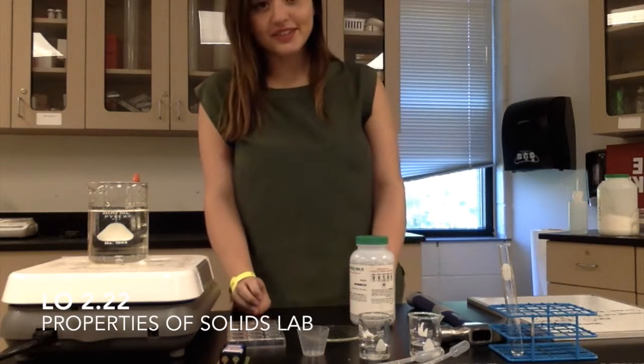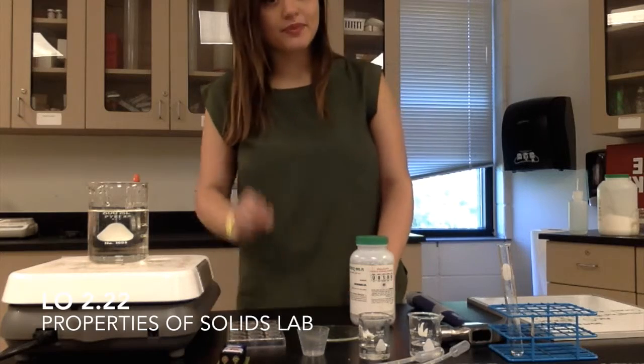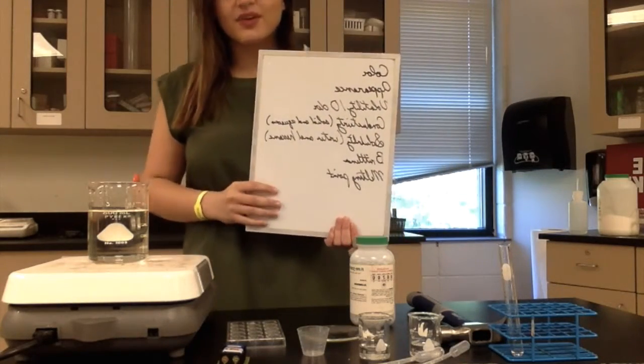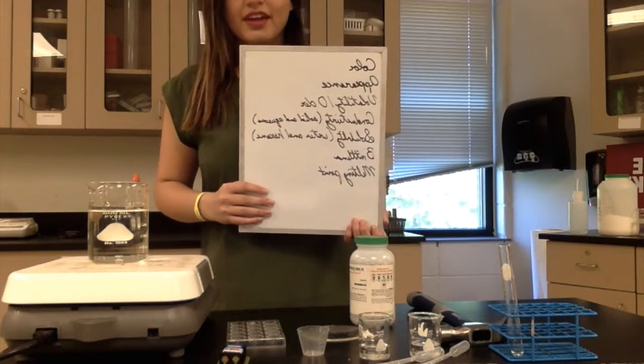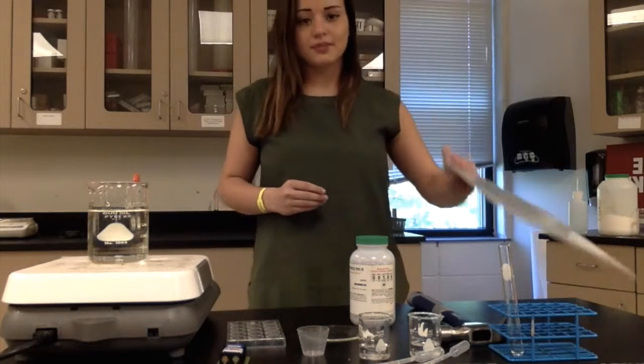This video is for Learning Objective 2.22, which corresponds to the Properties of Solids lab. In this lab, you will be measuring the color, appearance, volatility and odor, conductivity, solubility, brittleness, and melting point of certain samples.